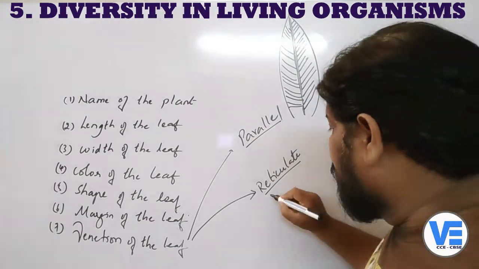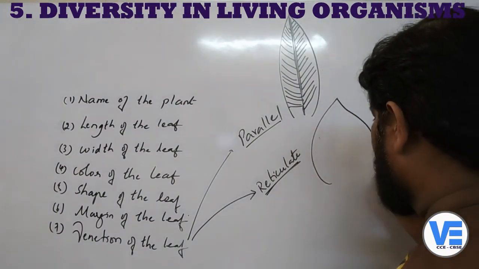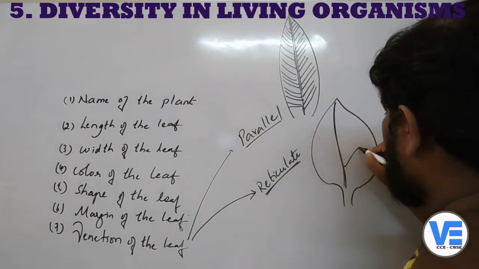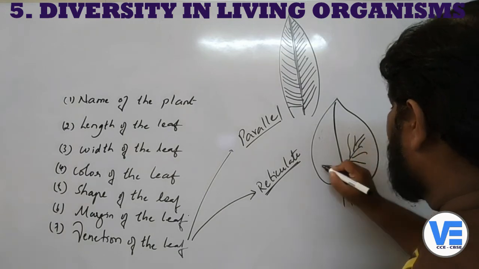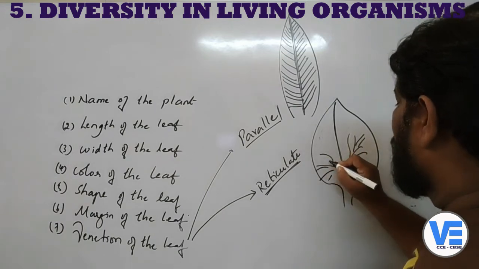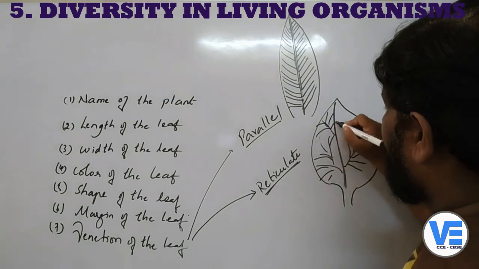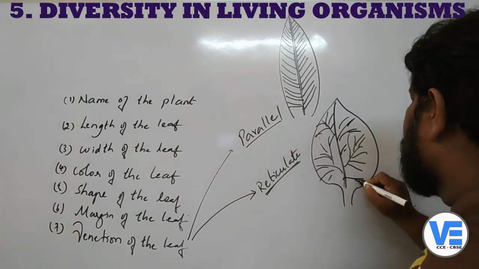And when you come to the reticulate venation, you can take the leaves which are a bit broad like this. There will be a midvein, and these veins will not be in a parallel way. They will be randomly present like this. The veins will be arranged in such a way. So this is called the reticulate venation.